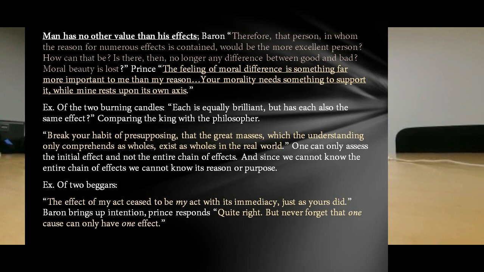And since we cannot know the entire chain of effects of our actions, we cannot know its reason or purpose. He goes on to explain another example of two beggars. If I give one beggar a coin and he chooses to use this coin to help his sick uncle, then, you know, the Baron, he gives a coin and that guy chooses to use that coin to buy a weapon and murder someone.